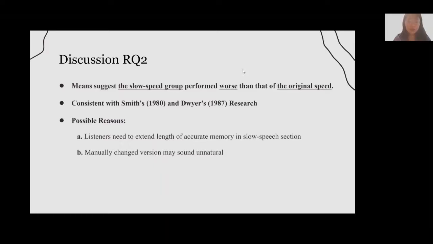First, when students listened to the slow speed audio playback, they had to extend their length of accurate memory correspondingly and pay more attention in order to correctly answer the questions. Second, changing the playback speed manually can also make it sound unnatural, which might affect listeners' listening performance.